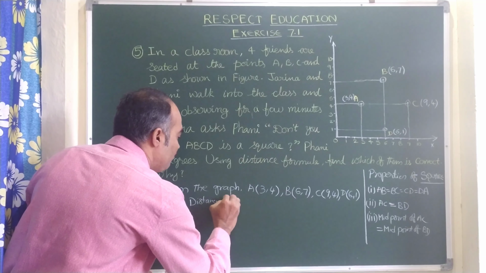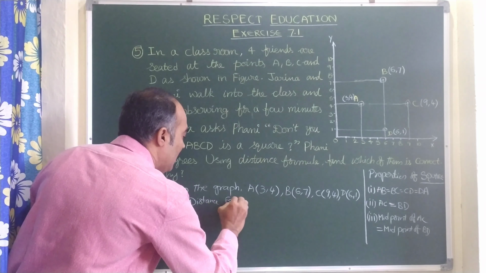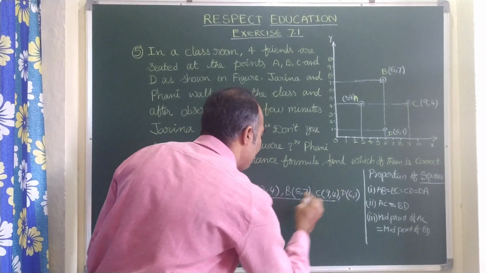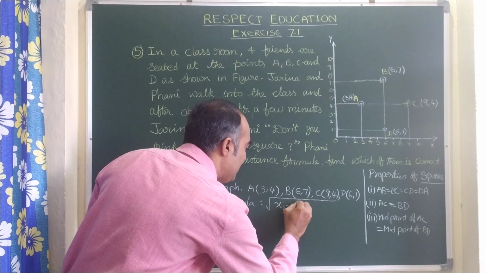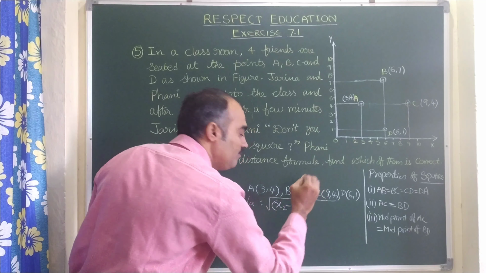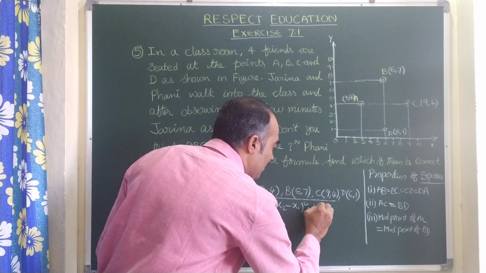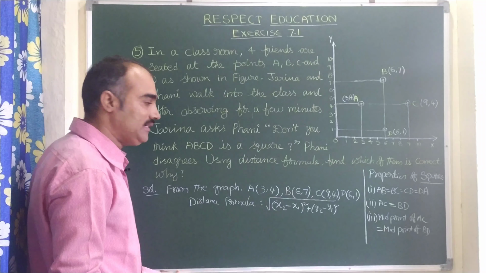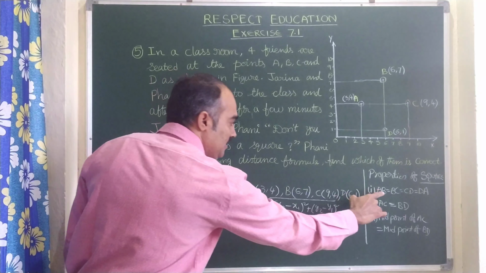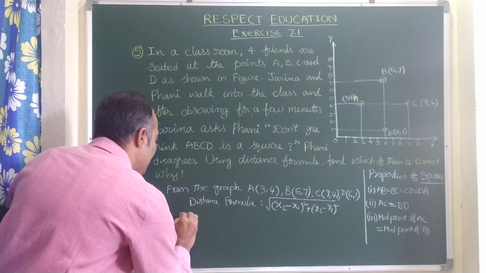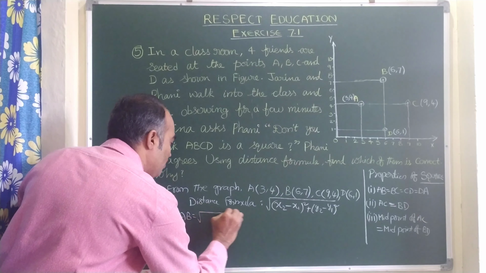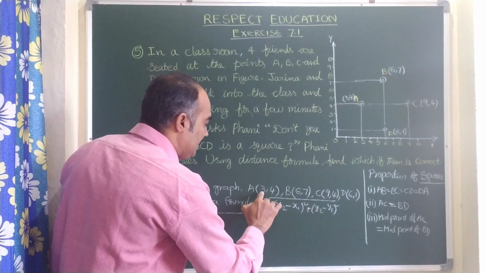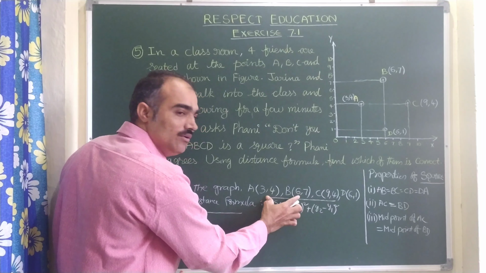Distance formula is nothing but under root (x2 minus x1) whole square plus (y2 minus y1) whole square, right? Let us find first AB. AB is equal to under root. See here, we are taking only AB.